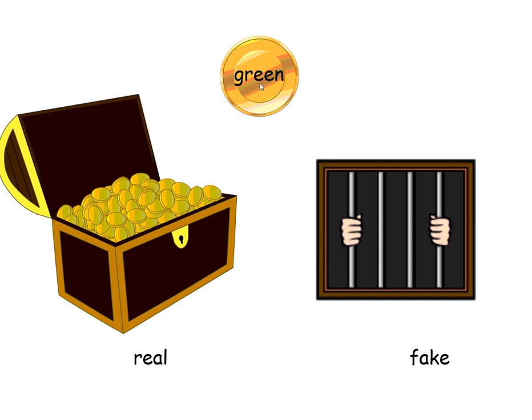Okay, so read the word and then point to whether it's real or fake. That's right, it's real. Next word. Read the word. Real or fake? Well done, it's fake. Next word. Real or fake? That's right, it's real. Okay, next word. Read it. Real or fake? Let's find out. That's right, it's real. Next word. Real or fake? Fake.